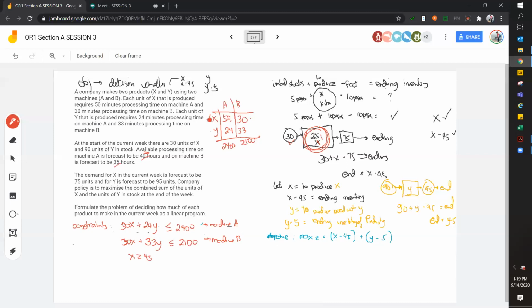Yan. Bakit po? Bakit nga ulit 45? Kasi kung halimbawa ito ay 45, anong ating ending? Let's say 45 yung ating X. Anong ending natin? 0. What if greater than equal? What if 46? May 1 na tayo na ending. Nagagets? What if 44? Negative, which is ayaw naman natin. Nagets?